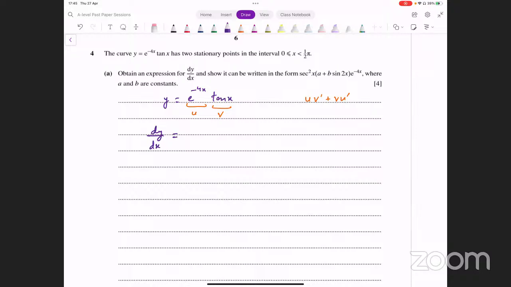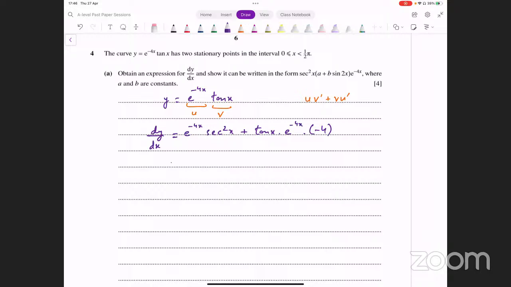u as it is, that means e raised to power minus 4x as it is, into v dash, that means the derivative of tan x, which is secant square x, plus v as it is, that means tan x as it is, into the derivative of e raised to power minus 4x, which is e raised to power minus 4x as it is. However, you have to multiply by the derivative of minus 4x as well, which turns out to be minus 4. आपको इससे multiply करना पड़ेगा.